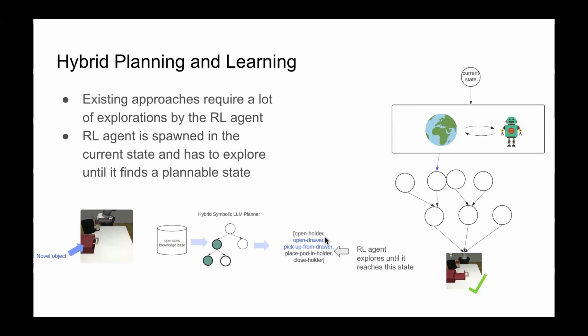Now you just have to spawn an RL agent that goes from this state and gets you to the open drawer effect state. And once you have done that, then you can execute this operator, and spawn another RL agent here and explore from this state to the picked up pod from drawer state. So what this enables us to do is incrementally learn these missing operators, as opposed to exploration from the very start that could take forever.